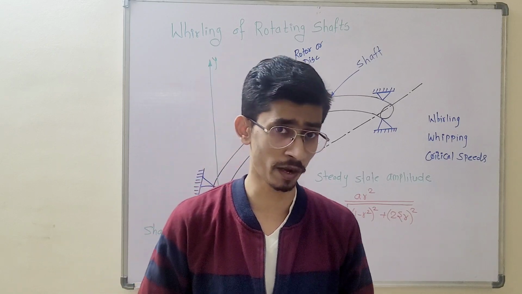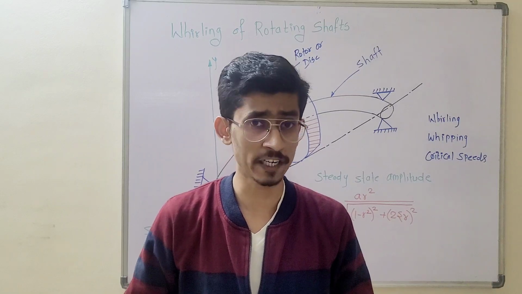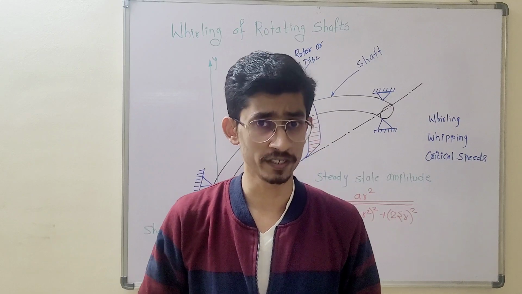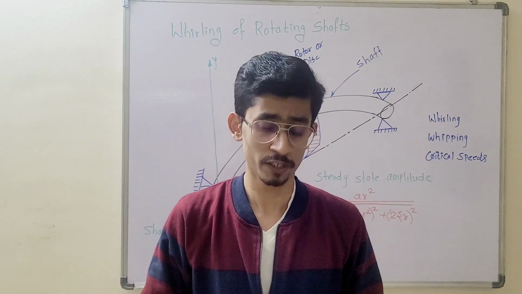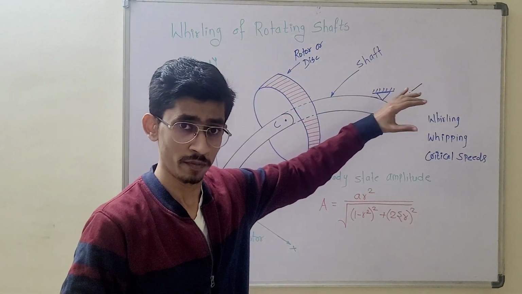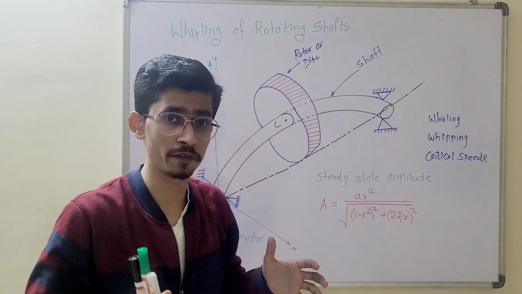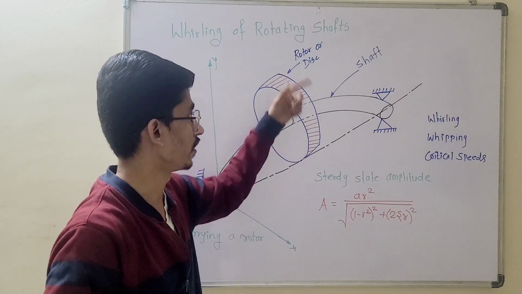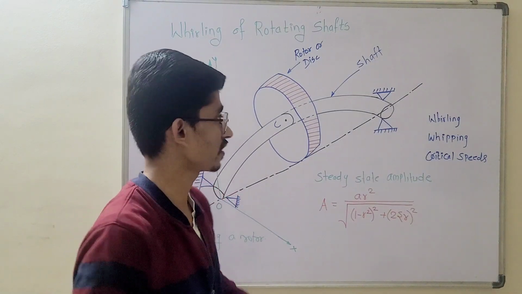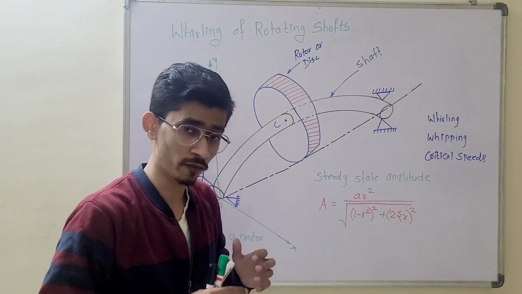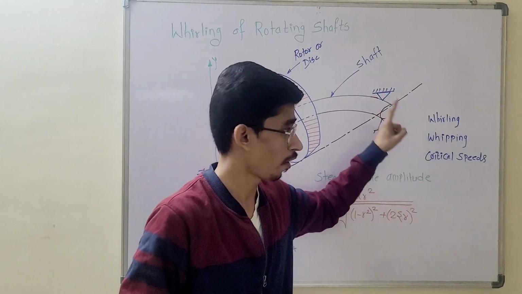But in practical applications like turbines, pumps, compressors or electric motors, heavy rotors are mounted on a flexible or lightweight shaft, and that shaft is going to be bent due to manufacturing errors or unbalance. The disc is very heavy, and some unbalance is associated with it. Due to that unbalanced force, at a particular speed our shaft is going to bend, and that speed is nothing but your whirling, whipping or critical speed.